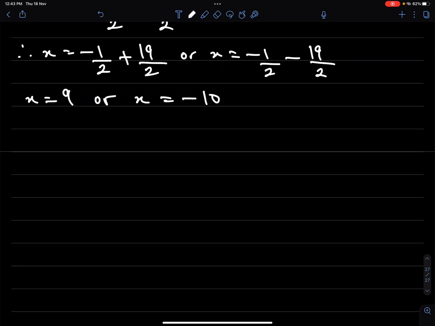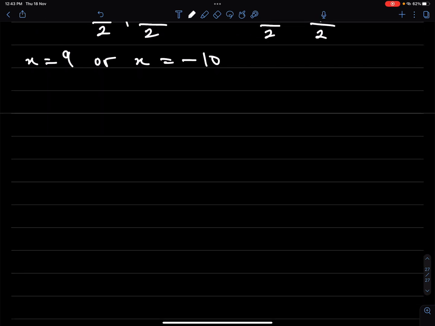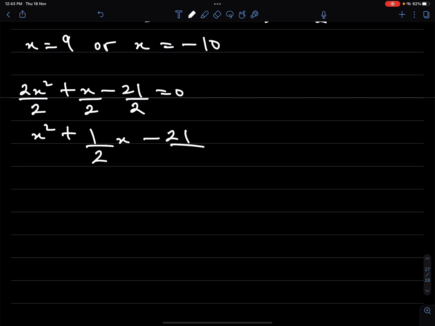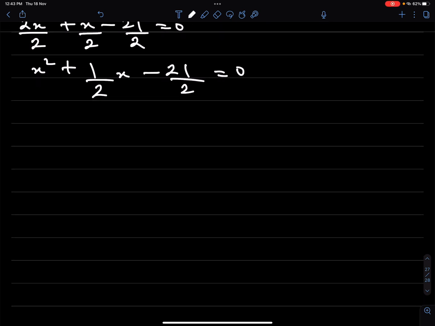Let me take another example with the coefficient of x squared greater than 1. Solve 2x squared plus x minus 21 equals 0 by the completing the square method. The coefficient of x squared here is not 1, so I have to divide through by that value to make it 1. 0 over 2 is still 0, so I don't need to do that. This simply means x squared plus 1 over 2x minus 21 over 2 equals 0.